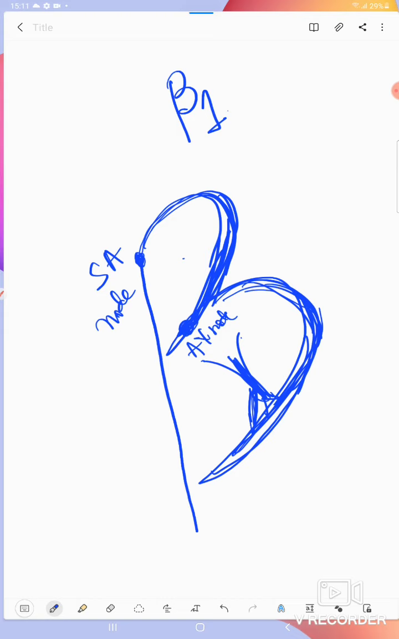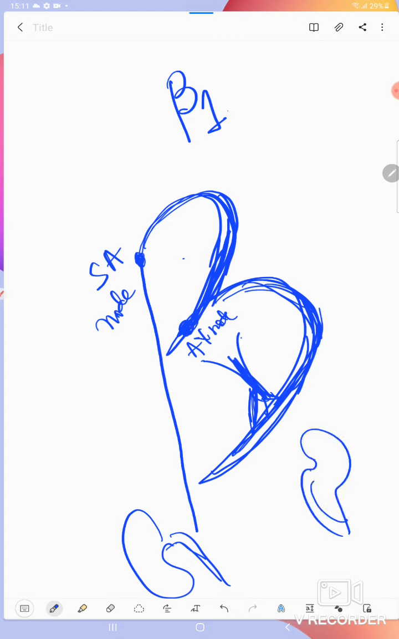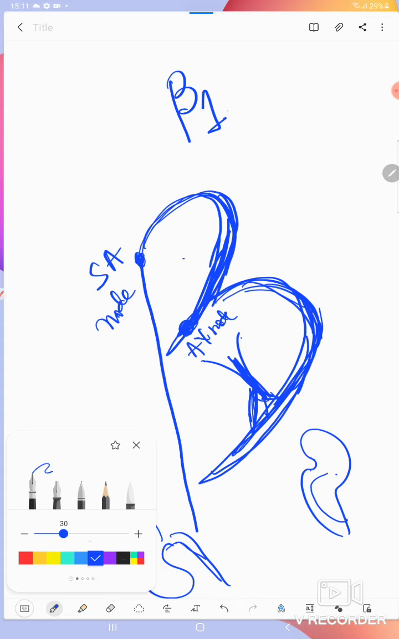And then at last we have another organ, that is kidney. So we can draw it here separately. So let's say, what all are the different places and what is their effect.